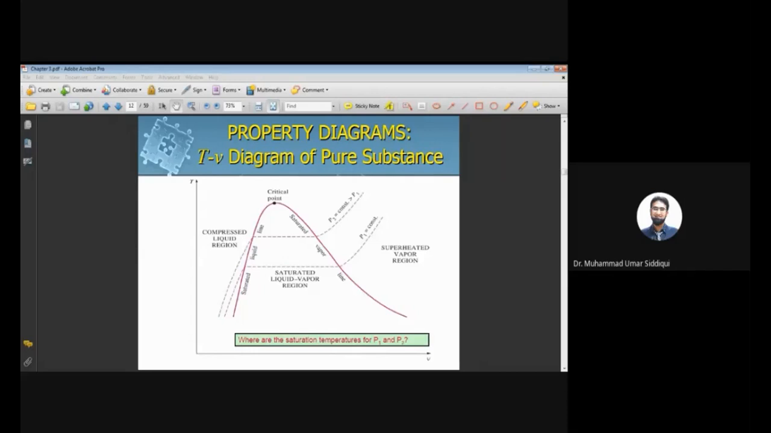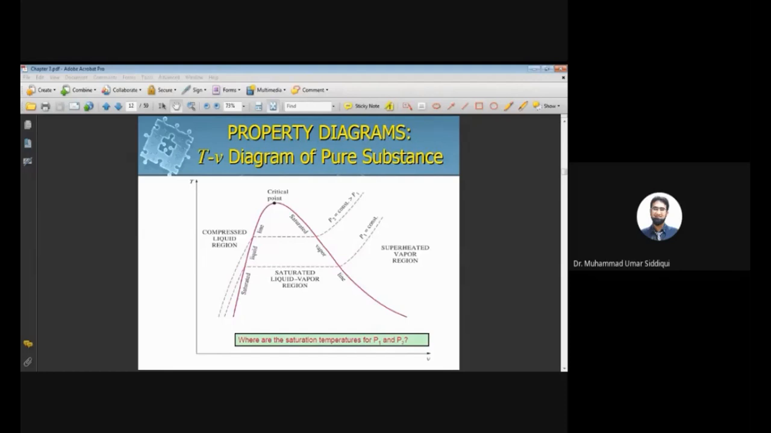Beyond the critical point, if we further increase the pressure, that's what we call supercritical pressure, and this is where it's hard to determine whether the pure substance is in the liquid state or the vapor state. There is no direct way of determining whether it is in the liquid state or the vapor state. Anyways, we will focus our study in this course on subcritical pressures, not supercritical. So we're not going to move beyond the critical point.